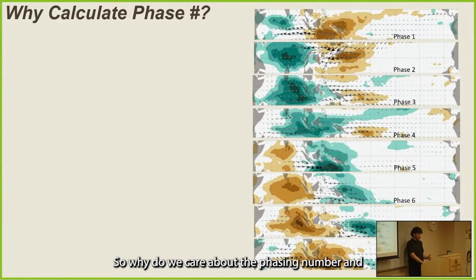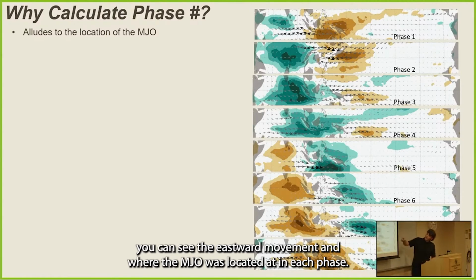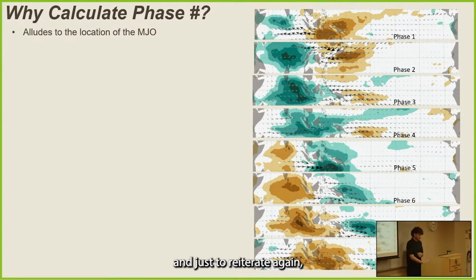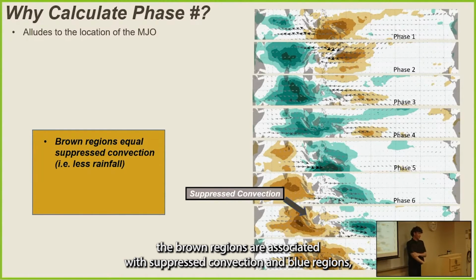So why do we care about the phase number? Why calculate it? Well, it alludes to the location of the MJO. And here in these phase composites, you can see the eastward movement and where the MJO is located in each phase. And just to reiterate again, the brown regions are associated with suppressed convection and blue regions are enhanced convection.